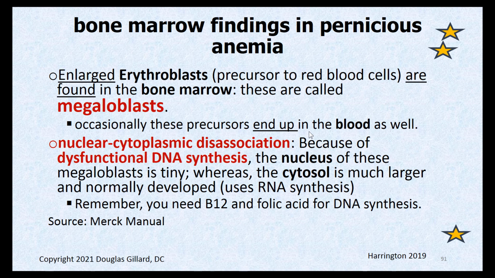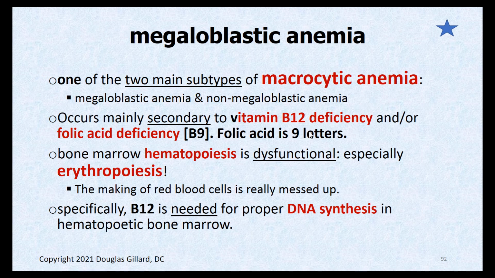How come? Well, because DNA synthesis makes all the components of the nucleus, including the chromosomes, and does DNA replication. So that's messed up and doesn't occur, so you get a tiny nucleus. But the cytosol uses mainly RNA synthesis to make its components, and uses ribosomes and protein synthesis, and those aren't affected. So it makes it look like you have a giant cytosol and a little tiny nucleus. And that's exactly what a megaloblast looks like.